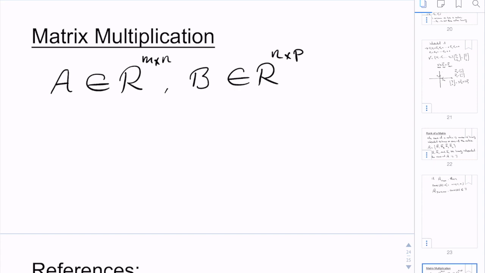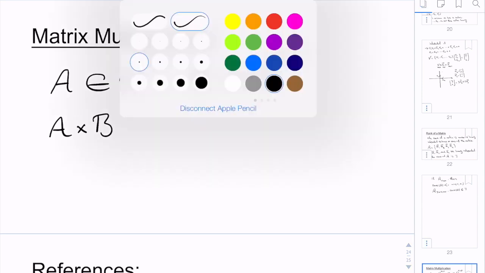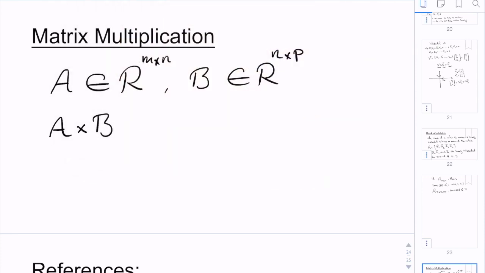Then the only way we can multiply A by B is if the number of columns of the first matrix is equal to the number of rows of the second matrix. This is extremely important, otherwise we are not able to do the matrix multiplication. So this one should be equal to this one. This is the number of rows, this is the number of columns, and this is the number of rows.